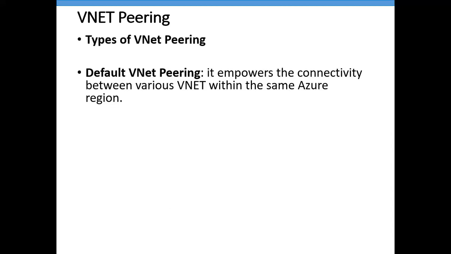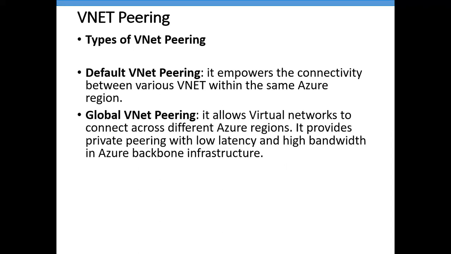Types of virtual network peering. One is called default virtual network peering. The other one is called global virtual network peering. Default virtual network peering means both the virtual networks are in the same region. Global virtual network peering is what we call it when both the virtual networks are in different regions.